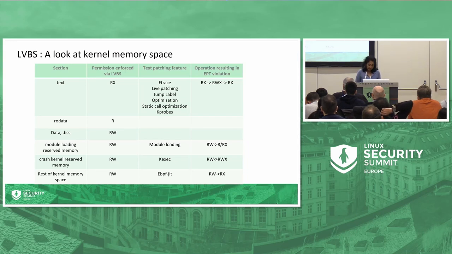Similarly, there is crash kernel reserved memory, which again is enforced with read-write permission during boot, but kexec can come in and change the permission to read-write-execute to load and boot a crash kernel. And finally, the rest of the memory space, which is again read-write, but the eBPF JIT can change it to read-execute, depending on the program we load.